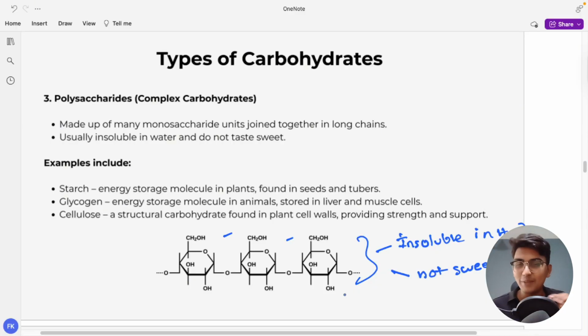Now let's look at protein. Proteins are complex biological molecules. They are made up of carbon, hydrogen, oxygen, nitrogen, and sometimes sulfur, right? They are essential for structure and function in the cell. For example, enzymes. So what are enzymes made up of? Enzymes are made up of proteins. Proteins are made up of smaller units known as amino acids. They are the building blocks of life too.